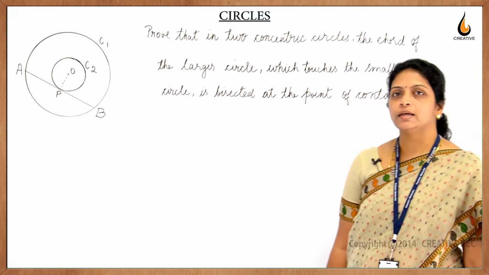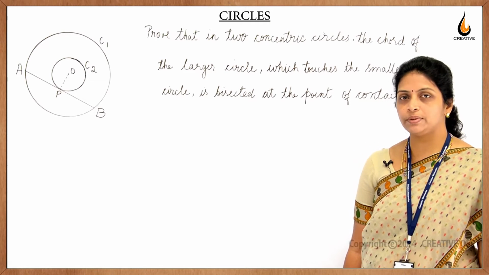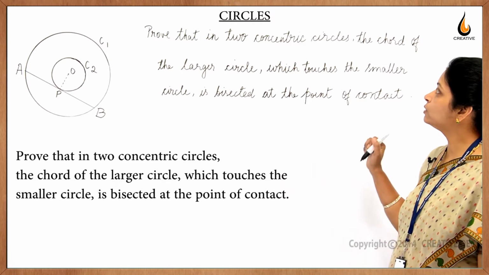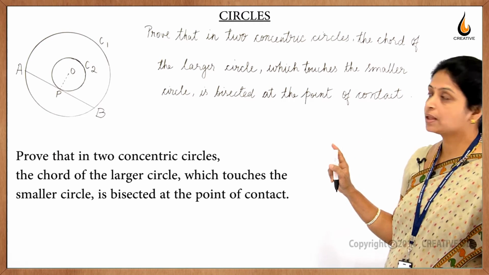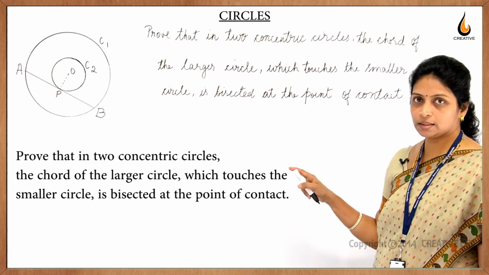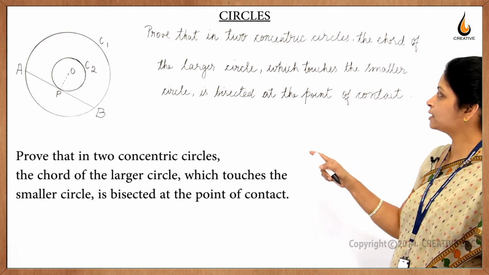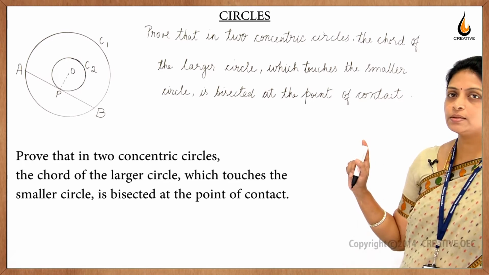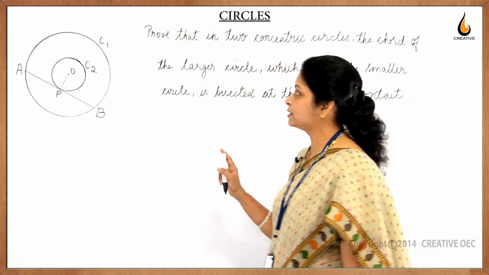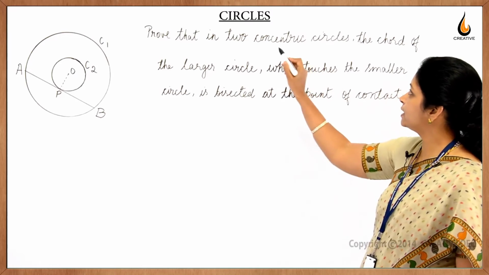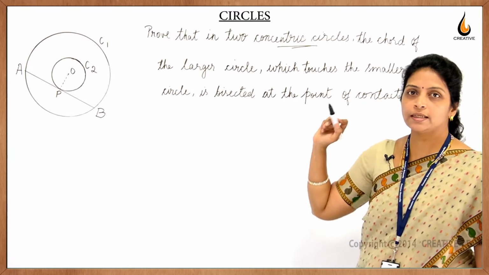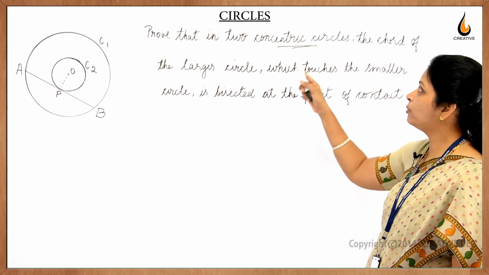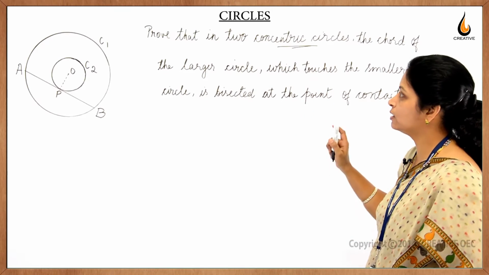So, students, in circles we will do some example sums. Consider this. Prove that in two concentric circles, the chord of the larger circle which touches the smaller circle is bisected at the point of contact. In this, what is given is there are two circles. What do you mean by concentric circles? First of all, concentric circles means circles which have the same center, a common center. So, they are called concentric.